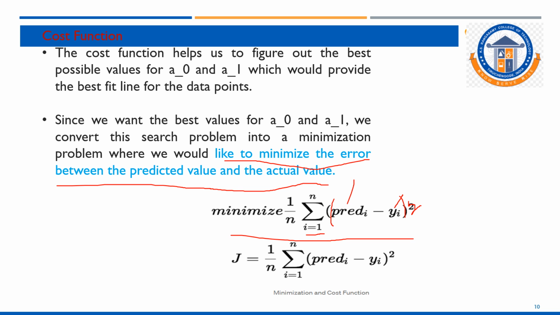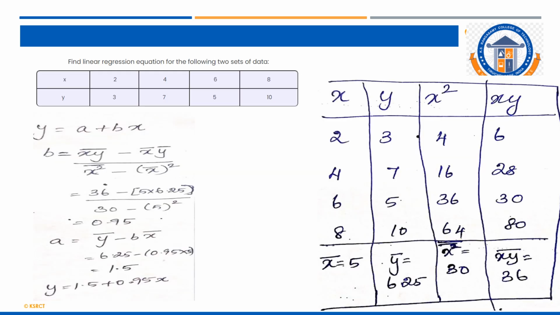So this says how the cost function can be used to find the best fit line for the data points. Let us take a simple example. Here we have a linear regression equation for the following data set. We need to find the best fit values of A and B for the equation.